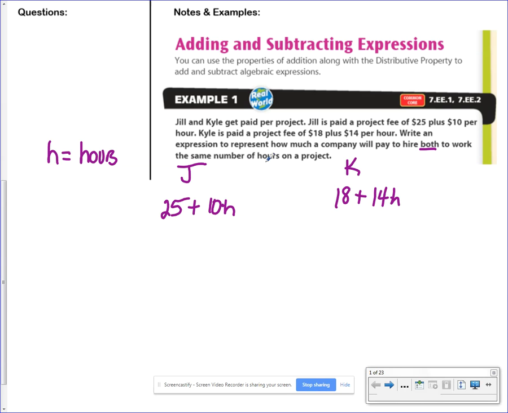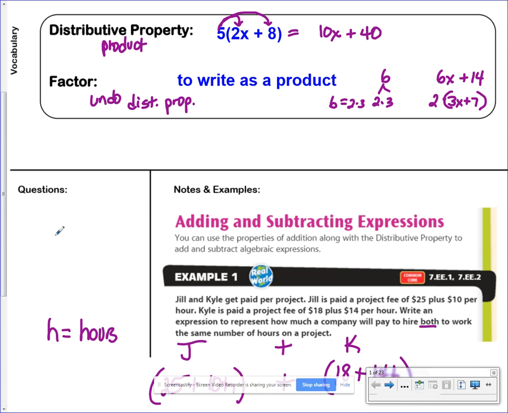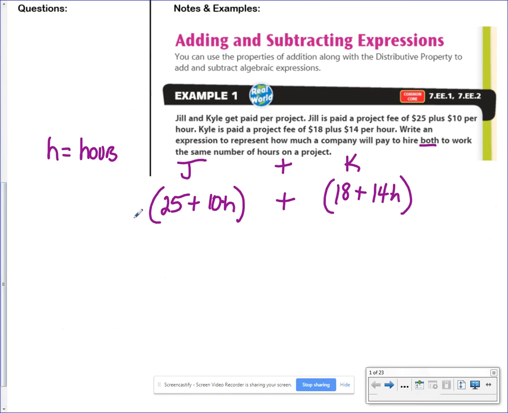them to work the same number of hours on a project. So, Jill gets this much, 25 plus 10 times H. Kyle gets this much. So basically, we need to add all of this together. Now, sometimes people might put parentheses around these to say, here's Jill, here's Kyle. However, like up above, I don't have anything to distribute. There's no additional number outside of these to multiply through. So in a sense, I really don't need any parentheses.